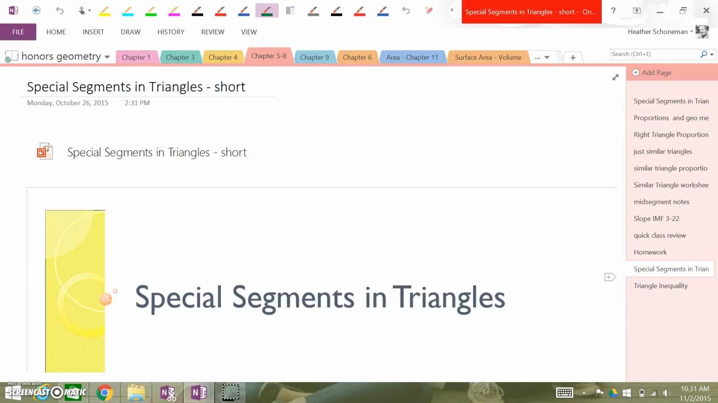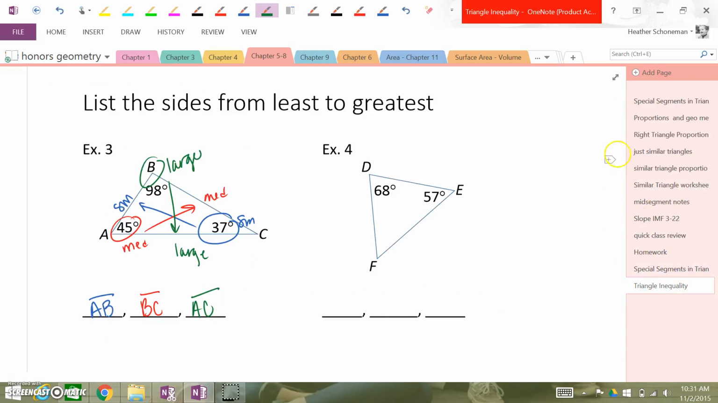So over here, we'll do the same thing, but we're missing information. First, we have to figure out all the angles in a triangle. So we have to do 180 minus 58 minus 57. So we know this angle here is 55. Now that we know that, we know it's the smallest. So the smallest side would be DE, followed by DF, and then followed by FE.